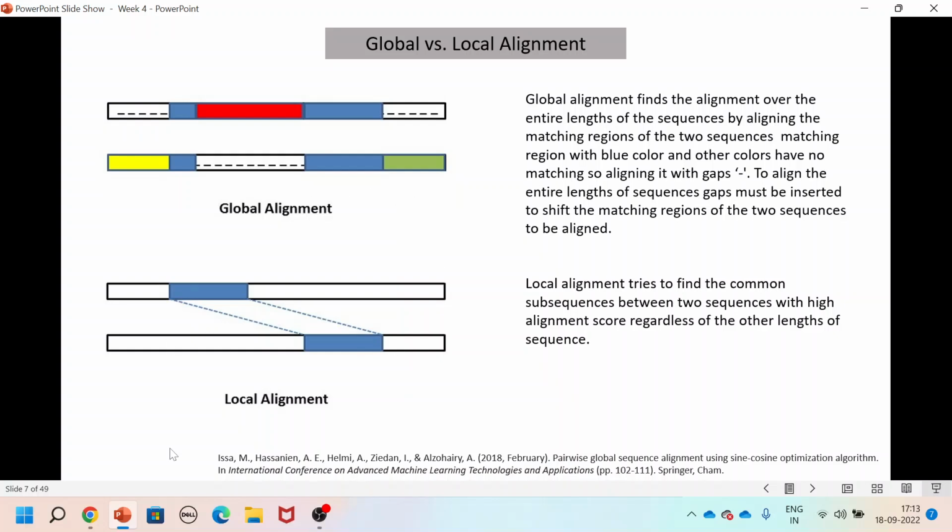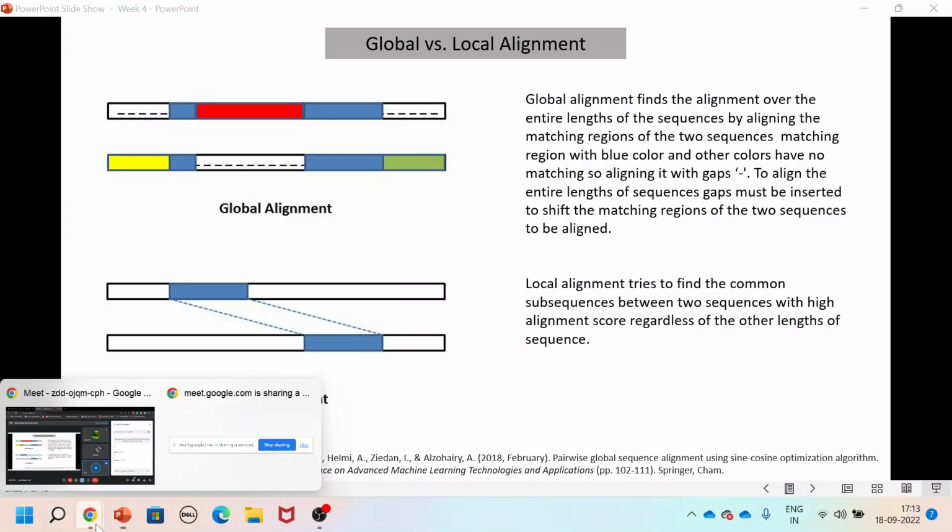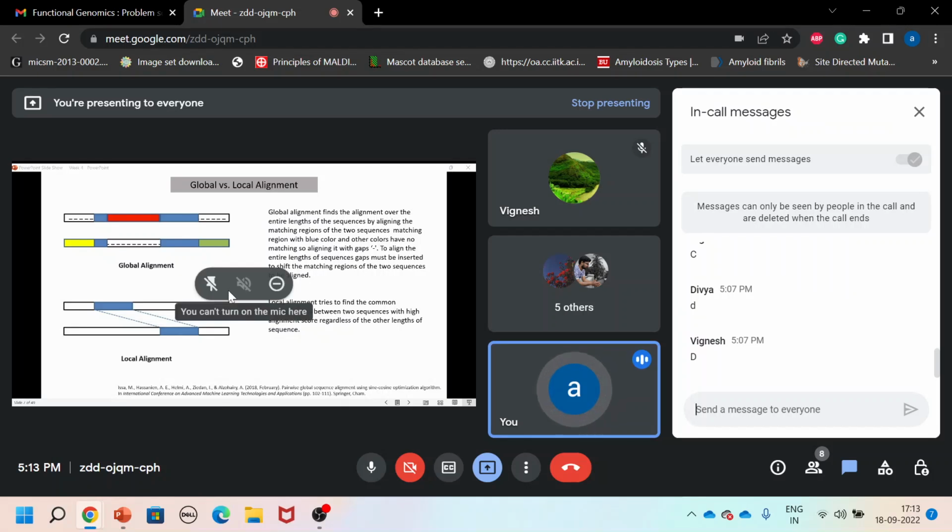While in case of local alignment, the local alignment tries to find the common subsequences between two sequences with a high alignment score, regardless of what the length of the other sequence is. So is it clear what is global alignment and what is local alignment?